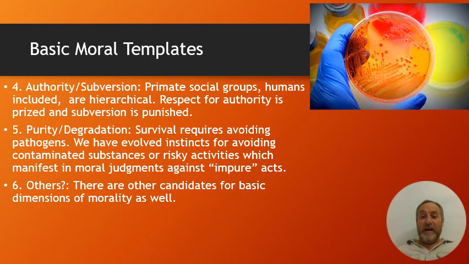And number five, purity and degradation. So the evolutionary explanation for this is that we need to avoid germs. We have evolved instincts for avoiding bad meat, rotten food, or gross, even risky activities that could cause disease, potentially maybe risky sexual activity. And so that manifests in moral judgments against impure acts.